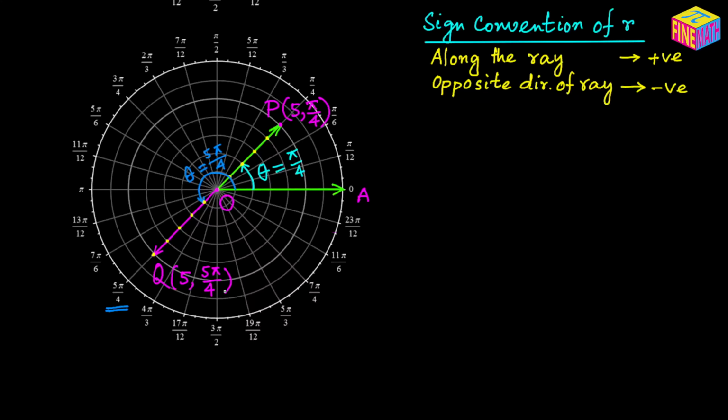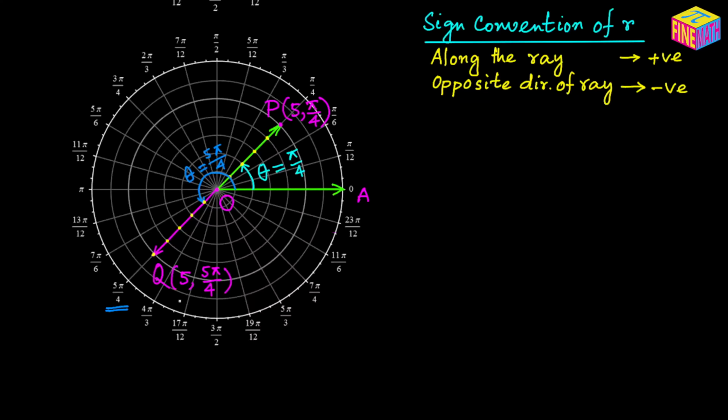Now there is another way of denoting Q's coordinates, and that is where we are going to learn the sign convention of R. Now, if we simply rotate by pi over 4 angle and we go for 5 units, you are thinking that we will reach the point P. That is correct. We will reach point P, but somehow we have to reach point Q. So what we are going to do, let's rotate only pi over 4.